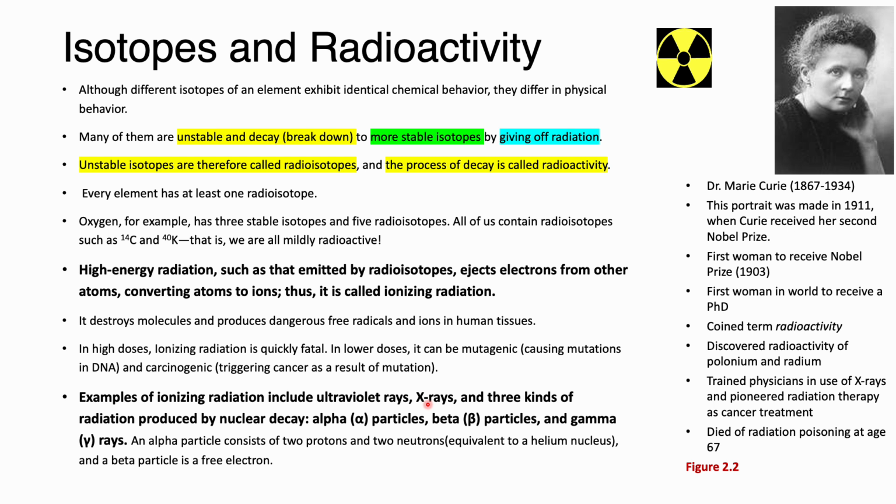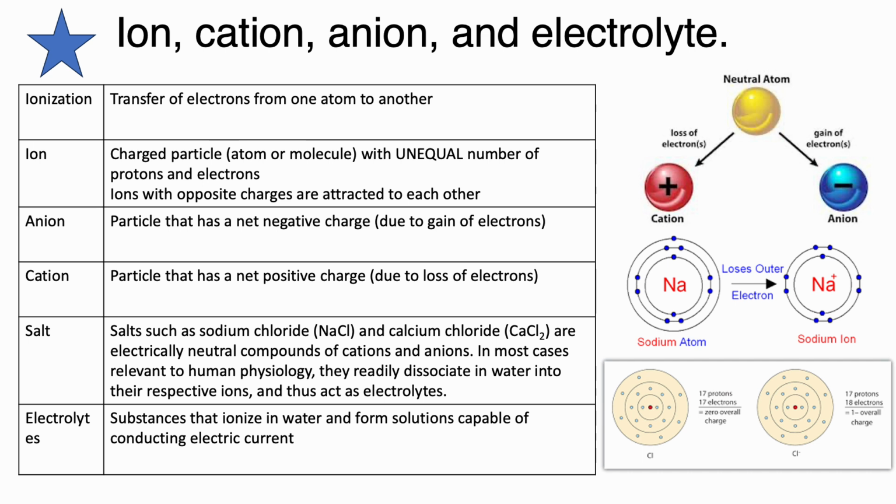So yes, and this is Dr. Marie Curie. This was her portrait in 1911. She was the first woman to receive a Nobel Prize and the first woman in the world to receive a PhD. She came up with the term radioactivity, and she discovered the radioactivity of polonium and radium. Because of her discovery, now we have X-rays and other imaging techniques. But again, because of all her exposure to these ionizing radiations, she died of radiation poisoning at the age of 67.